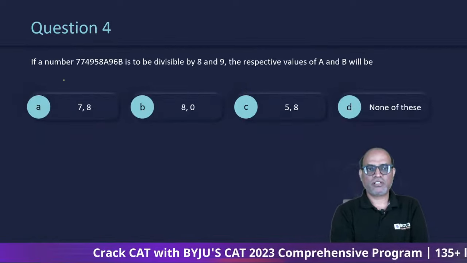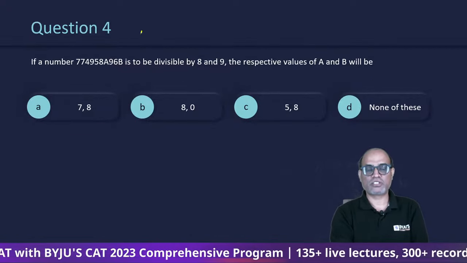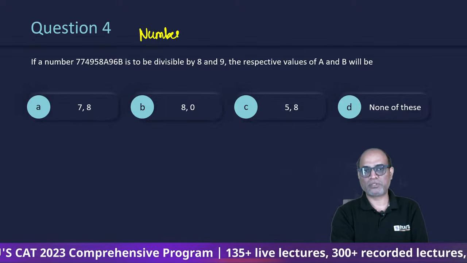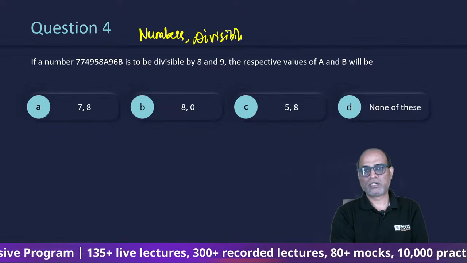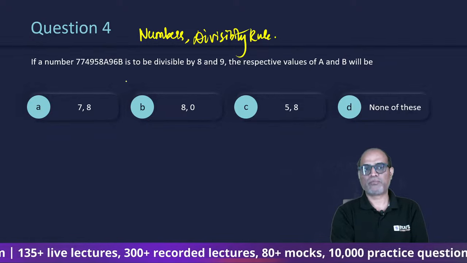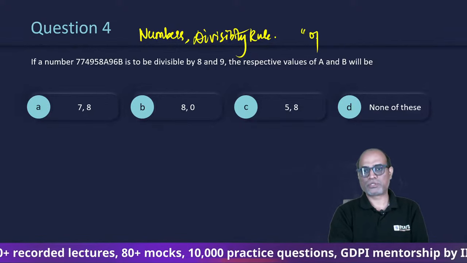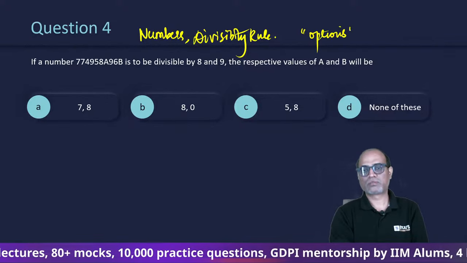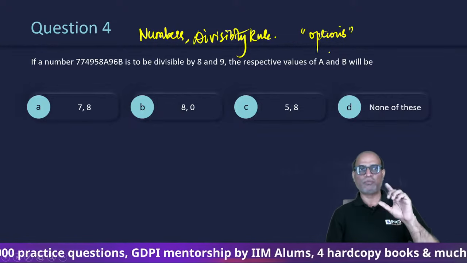Next question: if a number is divisible by 8 and 9, the respective values of A and B will be. So this is a question from the topic numbers, and within numbers, this is about the divisibility rule, right? Because there is no remainder word. So how will I solve it? I will solve it using options. So this is how, once you read a question, you should be able to figure it out.